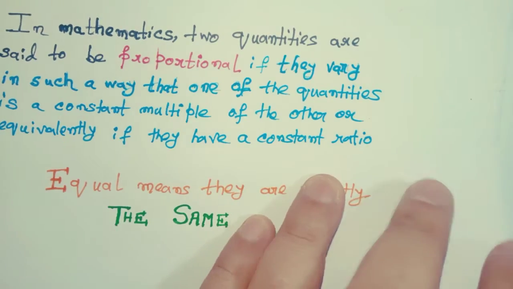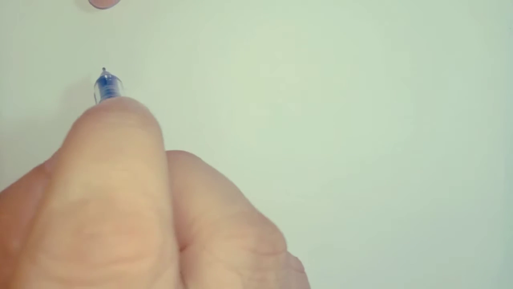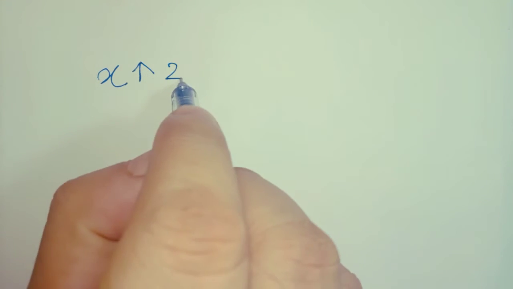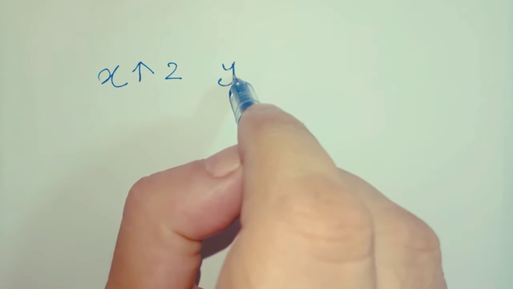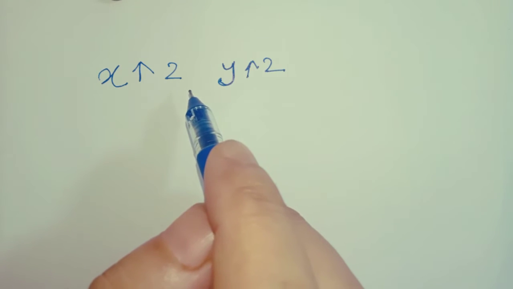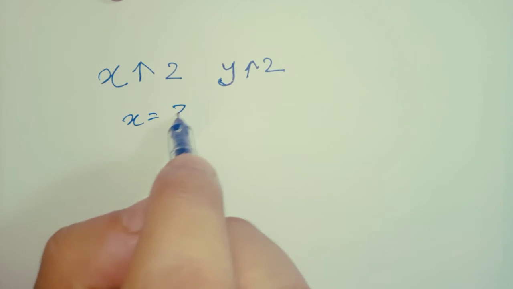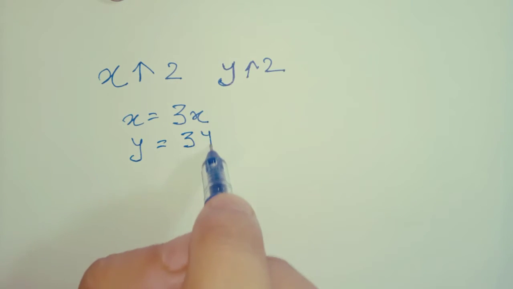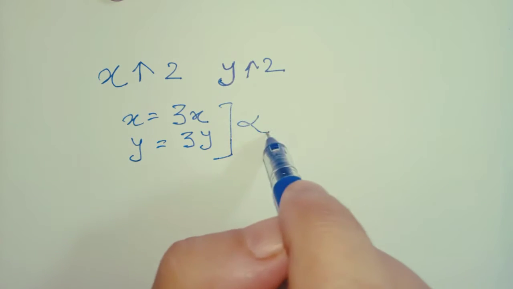Now, if I take this definition and cite a similar example, say I take a variable x. If x goes up by twice, and there is another variable y, then y would also increase twice. So x increases and y increases. I can also say that if x becomes 3x, then y will also become 3y. Something like that. So this is something which is proportional to each other.